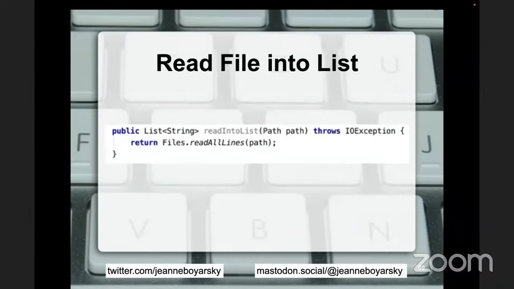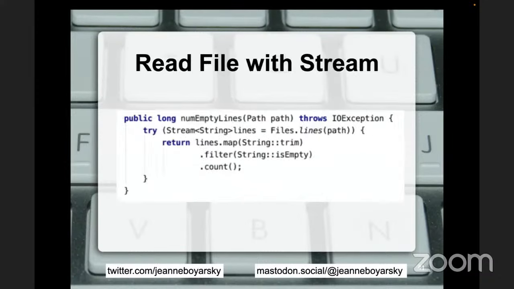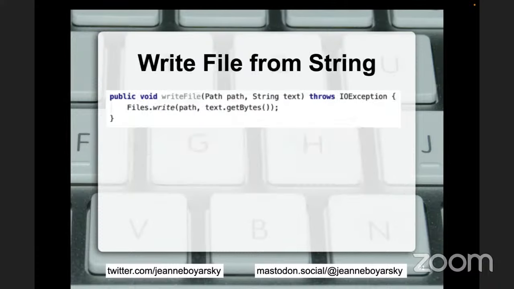You can also read the file into a list. Files.readAllLines gives you a list that you can pass around and do whatever with. Or you can use a stream and call Files.lines. Note that that is in a try block. Files.lines does not close your file for you. We all know that closing files is important. So putting it in the try allows that behavior to be preserved.